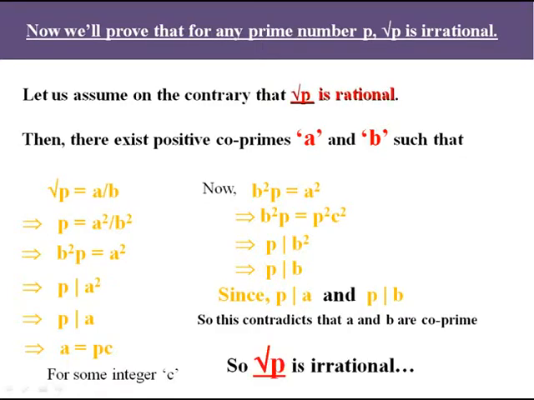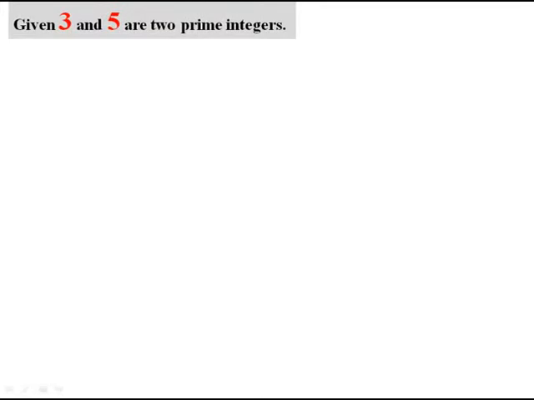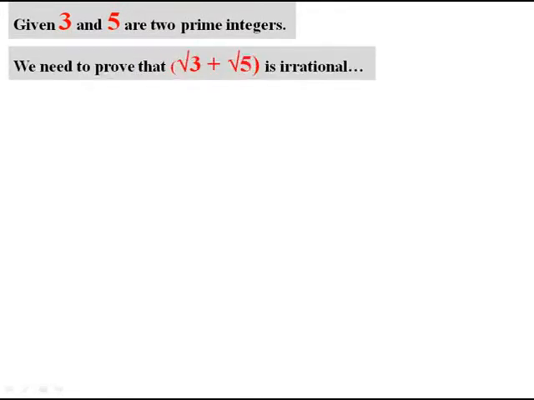Therefore, we prove that root p is irrational. Let's solve another problem. Given that 3 and 5 are two prime integers, let's prove that root 3 plus root 5 is an irrational number.